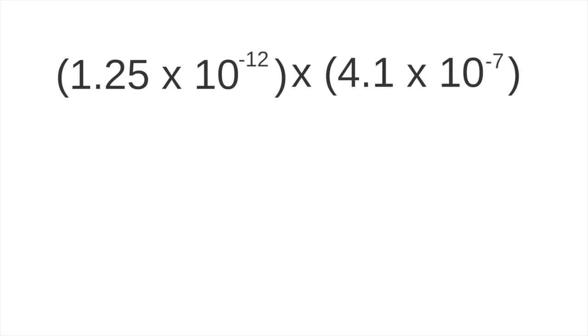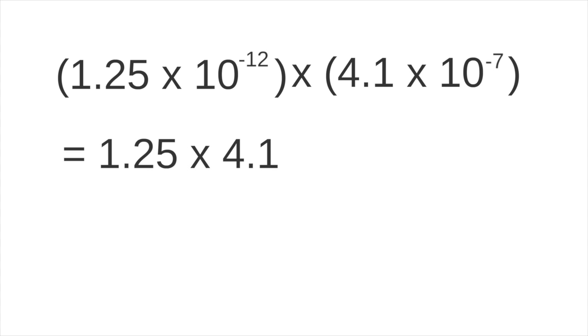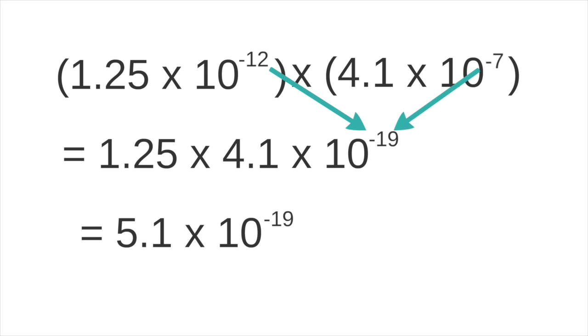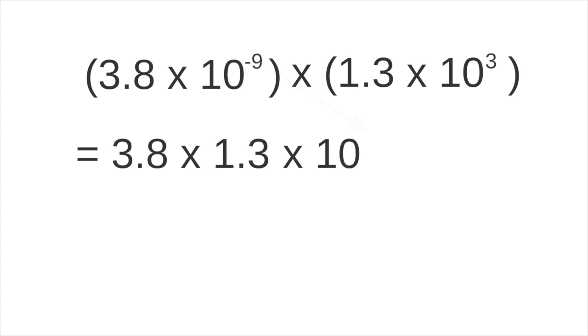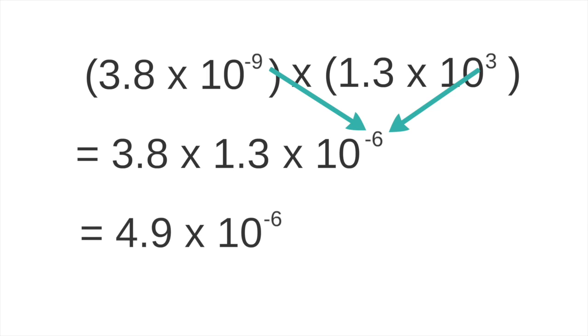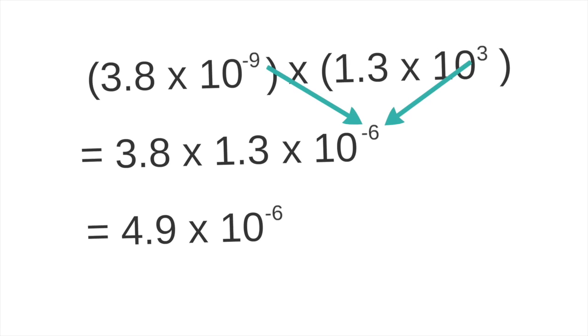Now, what if the powers of 10 are both negative? We do exactly the same thing. We multiply the decimal numbers together and add the exponents on the base 10. So in this example, we get 5.1 times 10 to the negative 19th. In this example, one exponent is positive and one is negative, but we proceed the same way. Negative 9 plus 3 is negative 6, so we get 4.9 times 10 to the negative 6th. So when multiplying powers of 10, simply add exponents.